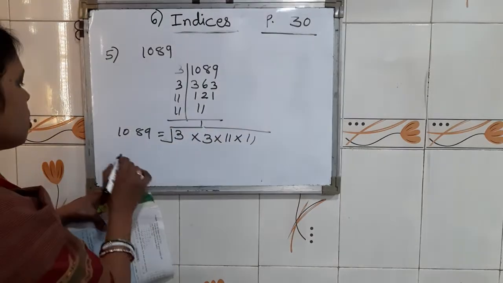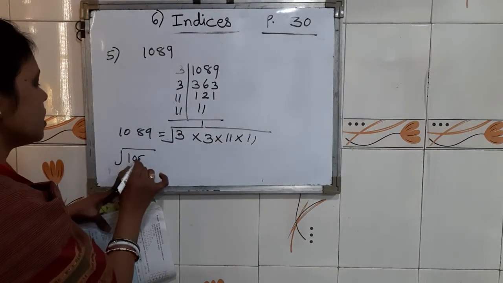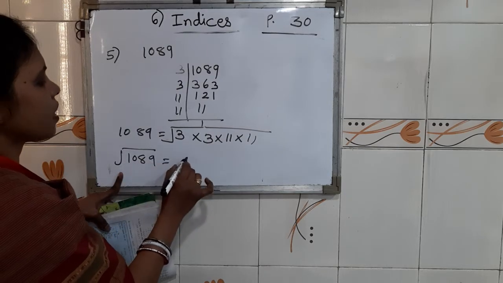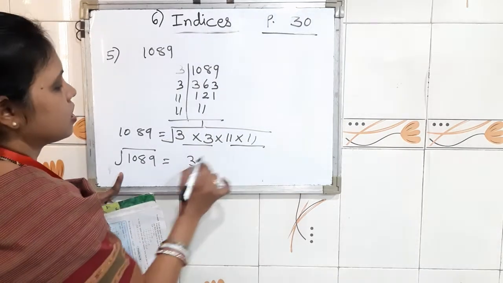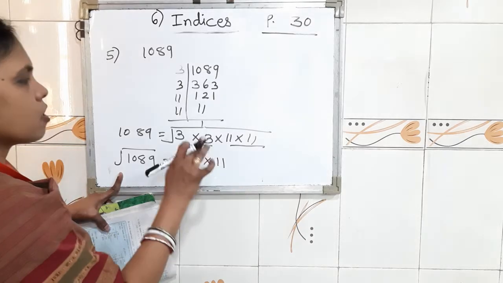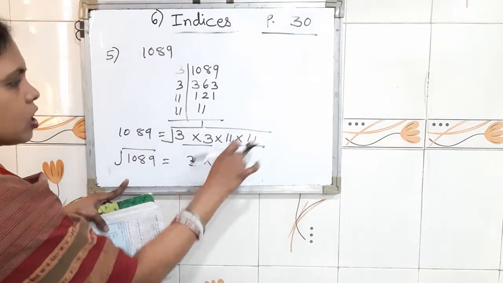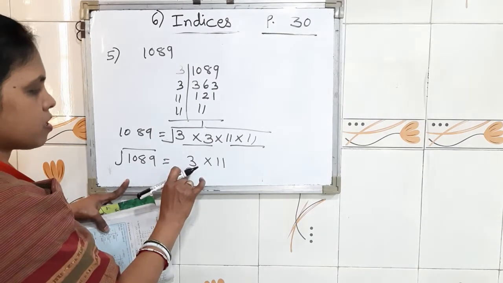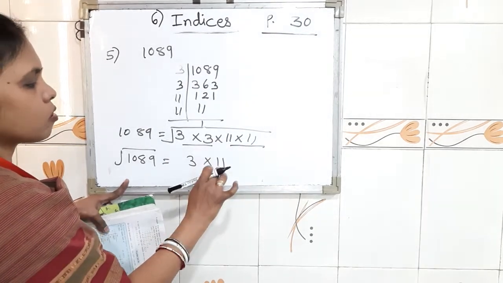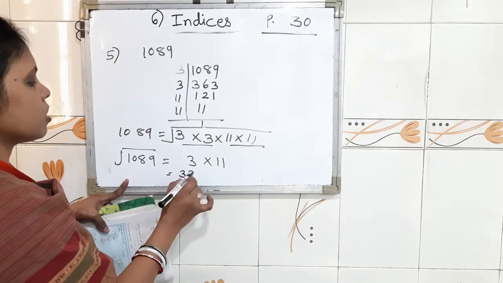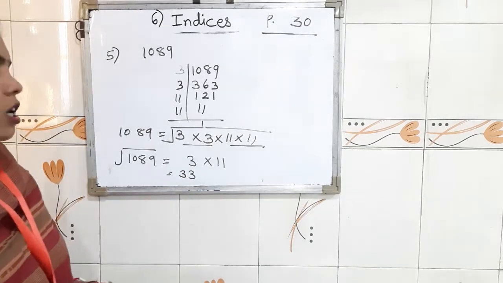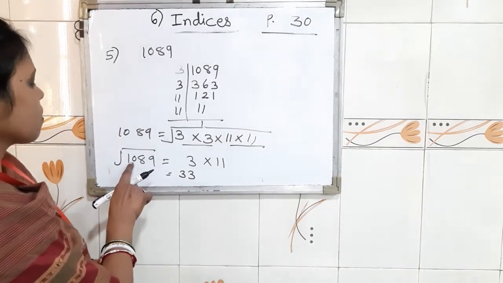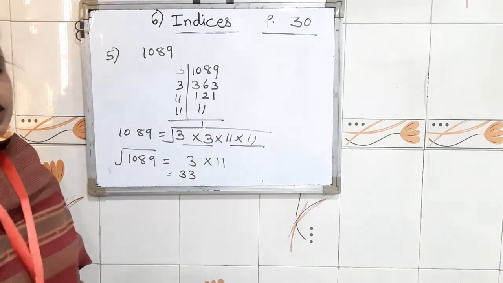So children, for 1089 we got the factors 3 into 11. When you remove from the square root, 2 times 3 was there, you got 1 time 3. 2 times 11 was there, you got 1 time 11. Then the answer of this one is 33. The square root of 1089 is 33.